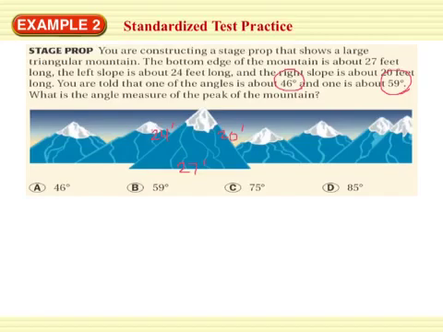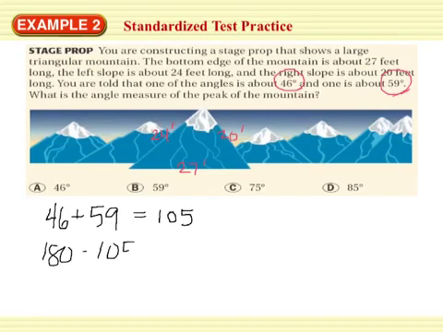Okay, a lot of you guys are going to see that the biggest angle you have is 59. This is the biggest side. So you're going to want to say that this is 59 degrees. Okay, but that is not right. Every triangle has 3 angles. You don't know the measurement of the third one, but you know how to find out. All 3 angles inside a triangle should add up to 180. So let's add these two up. I get 105. 180 minus 105 is 75 degrees.